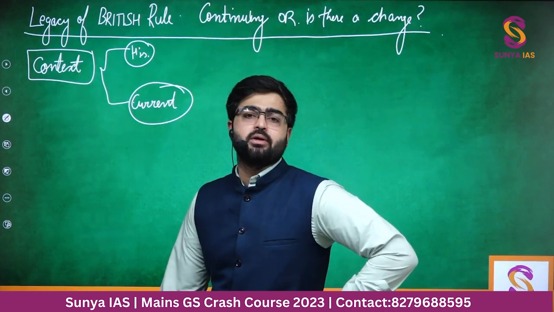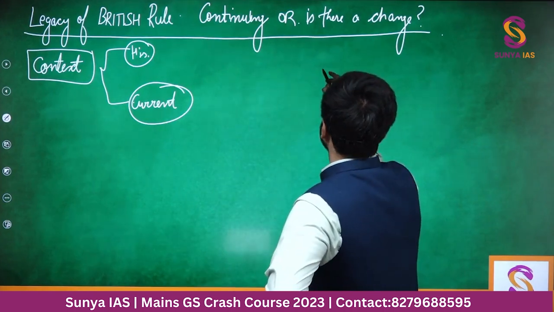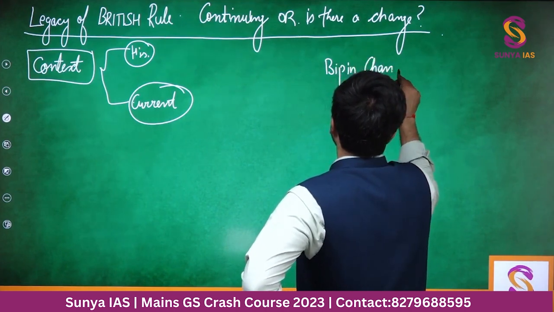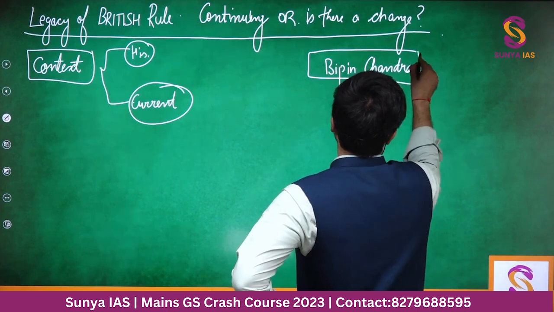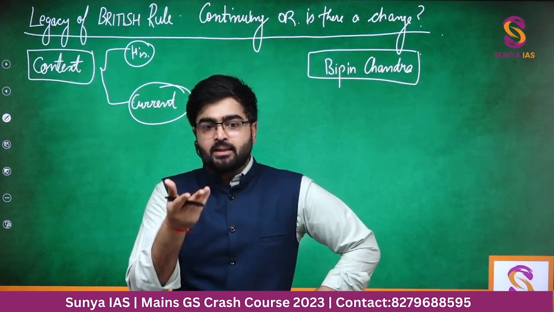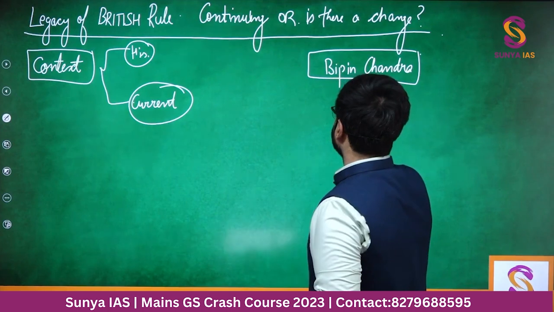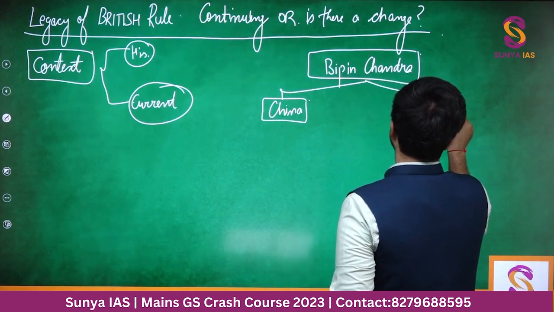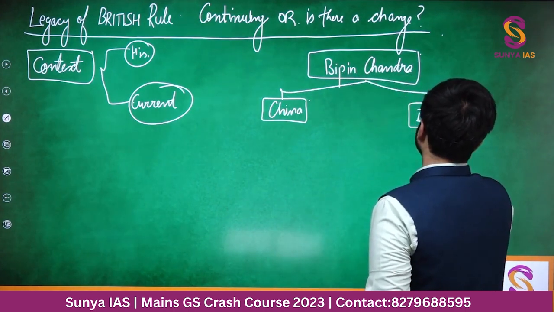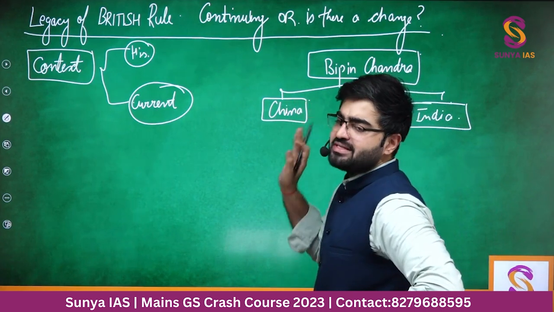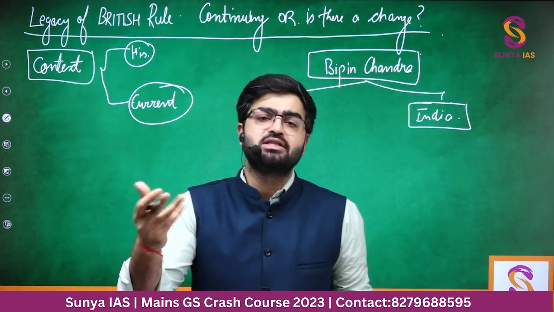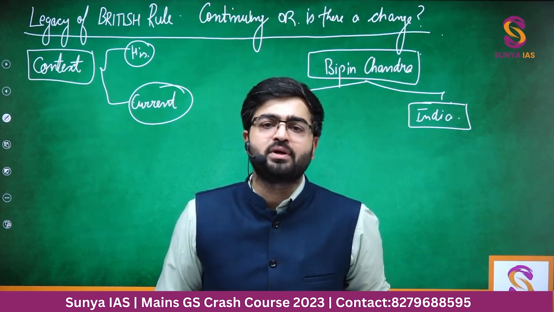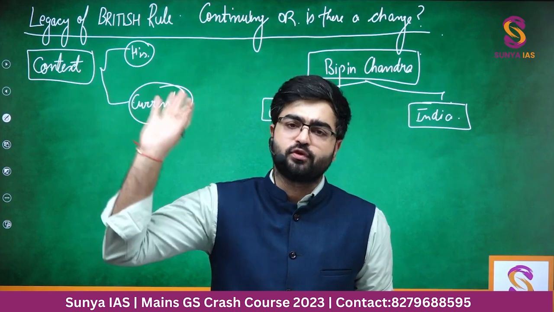If we talk about the historical context, sir, it goes like this. There was a historian by the name of Bipin Chandra. To make you understand, he started this debate that there are basically two kinds of countries. One are countries like China, sir. And the other, he gave the example of India. He says countries like China began from a clean slate, and hence such countries are not carrying forward any legacy. They have all new rules for themselves.